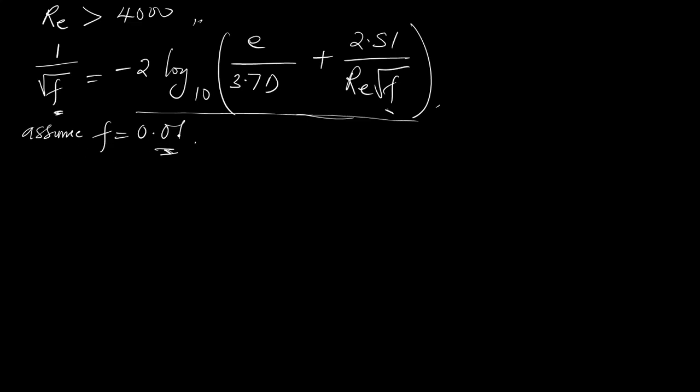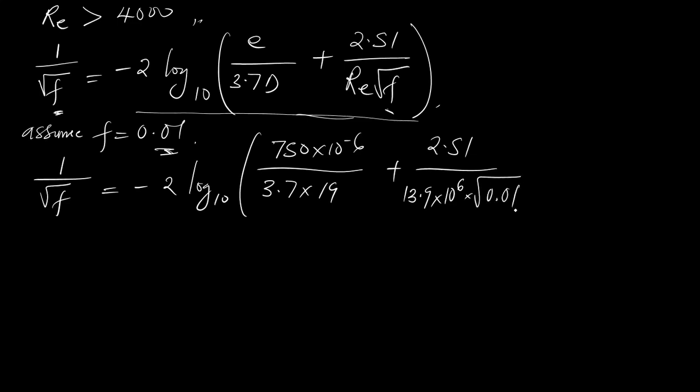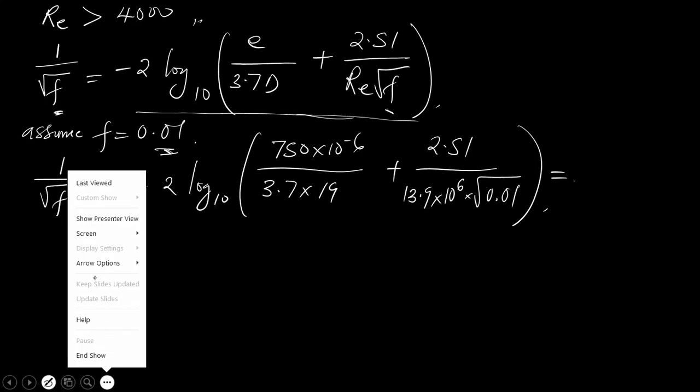Now assuming f is equal to 0.01, we now have 1 over the square root of f equal to minus 2 log base 10 of e, which is 750 times 10 raised to the minus 6, divided by 3.7 times 19, plus 2.51 divided by Reynolds number, which is 13.9 times 10 raised to the 6, times the square root of 0.01. Now let's calculate this. Let's use our calculator again.